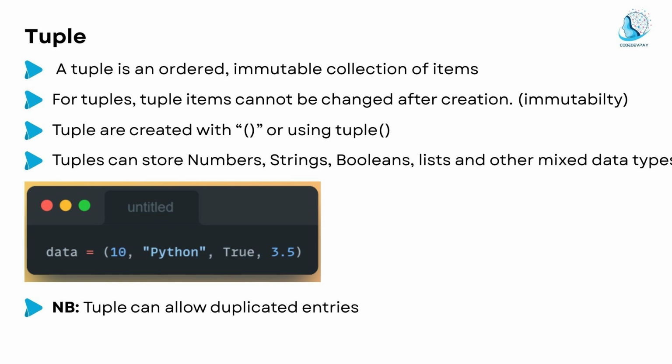Okay, for this example, we've created a variable called data and we've assigned it to the tuple. So here we have parentheses and we have 10, which is an integer. We have Python, which is a string. We have true, which is a boolean, and also we have 3.5, which is a float. Also know that a tuple can allow duplicated entries.